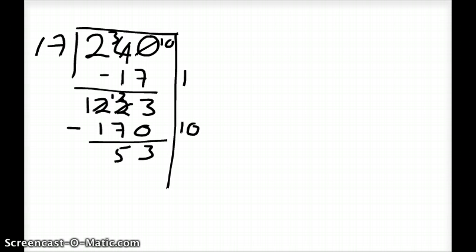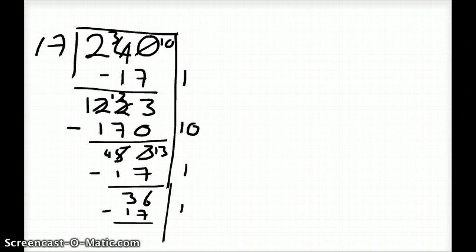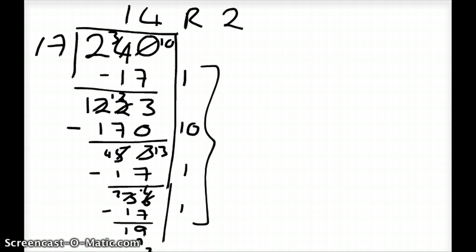53. Can I take 17 away again? Yes. I don't know how many times, so I'm just going to do 1. And I'll do the same thing. That's a 6, and that's a 3. I think I can go one more time. And I have to change this again to a 20, and this is a 16. And that's a 9. Oh, and I can go one more time. So altogether, 10, 11, 12, 13, 14. This is going to be 14, and there'll be a remainder of 2.